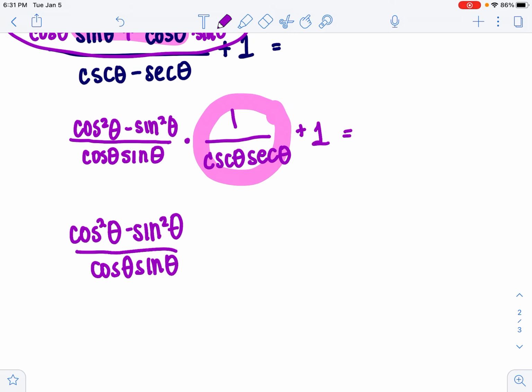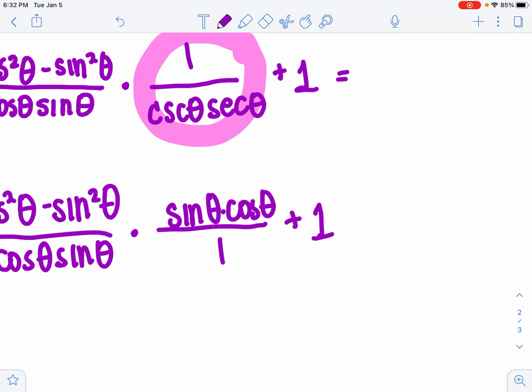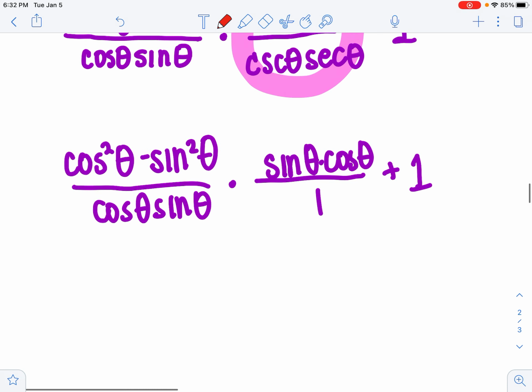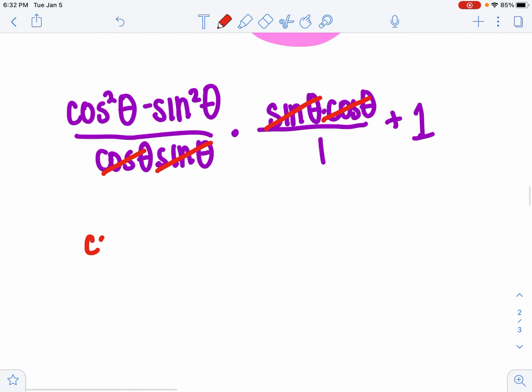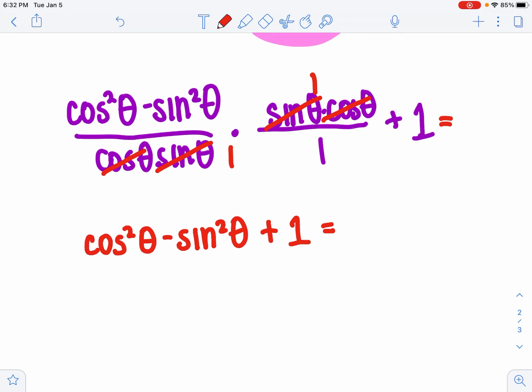over cosine times sine. And I can replace that highlighted part with the 1 over cosecant I can change to sine. And the 1 over secant I can change to cosine. Now notice this is multiplication. Right here, this is multiplication. So that means that I can cancel out any common factors from numerator to denominator. I have sine and sine, cosine and cosine. So now I have cosine squared minus sine squared, right? Because this becomes a 1, this becomes a 1, and then plus 1 equals.